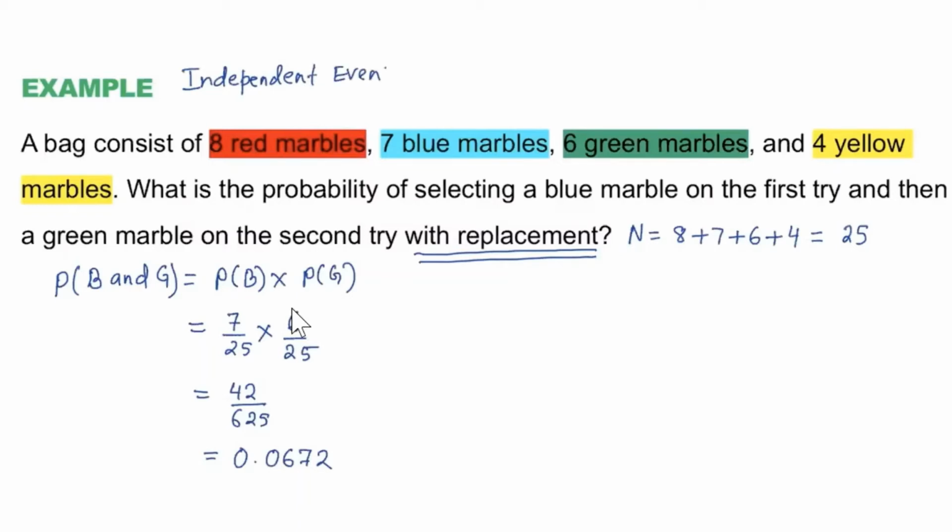Independent events, because the occurrence of one does not affect the occurrence of the other. And the formula for calculating the probability of independent events A and B is probability of A times probability of B. Make sure you remember that formula. So that is the first multiplication rule for probability. Now we're going to look at the second multiplication rule.